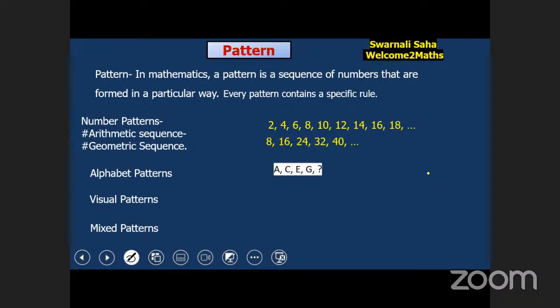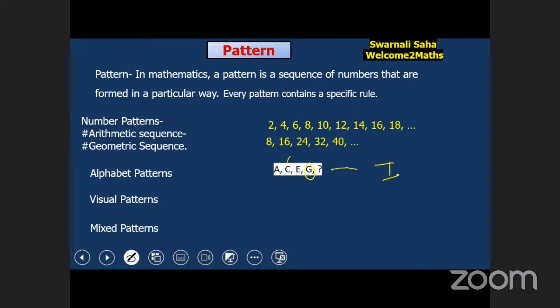Alphabet pattern means here you can see A, C, E, G. What would be the next letter that you have to find out? A, then C. That means after A, which letter would come? It is B, so we have to skip B here. Then we get C. So after G, what do you have to do? We have to skip H. And so what would be the next letter? It would be I. Very good. I would be the next letter. It is alphabet patterns. Very good.